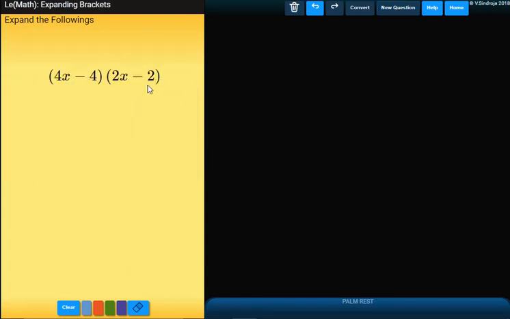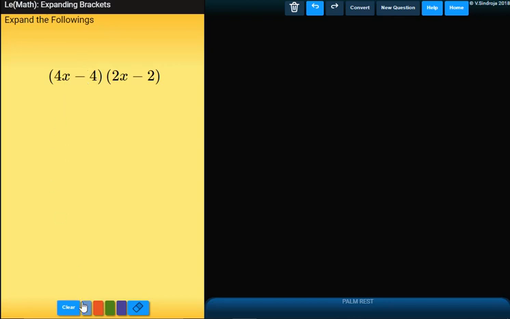So this is a double bracket, and these are very straightforward to expand. So how it works is this. Your teacher might have taught you this FOIL method, which is great for double brackets. It stands for first, outer, inner, last. But I'm going to teach you the method of multiplying each term. I like to call it the parrot beak method, because when you do it, it looks like a parrot beak. But if you understand that method, then multiplying three brackets is not too different.